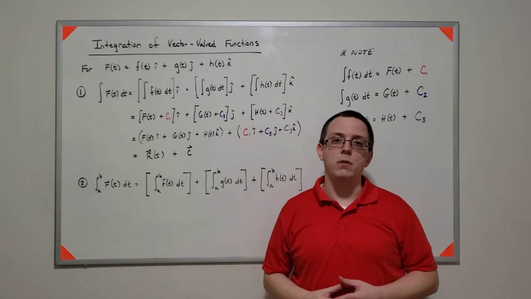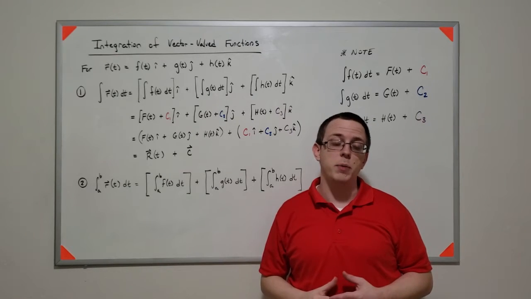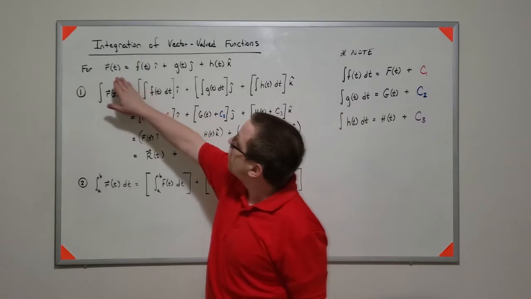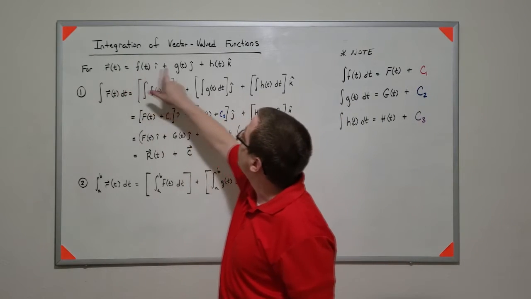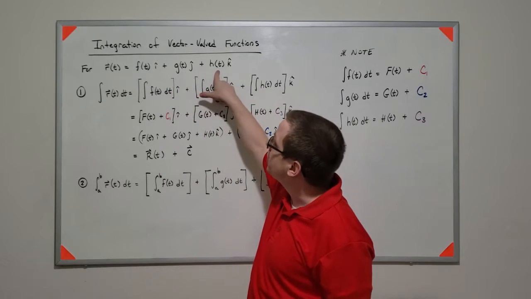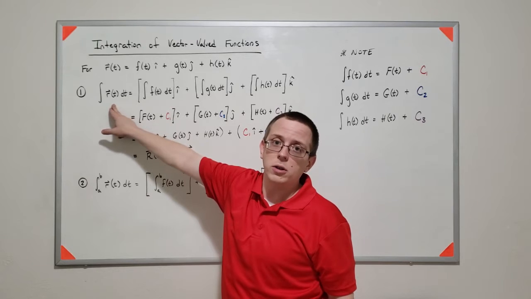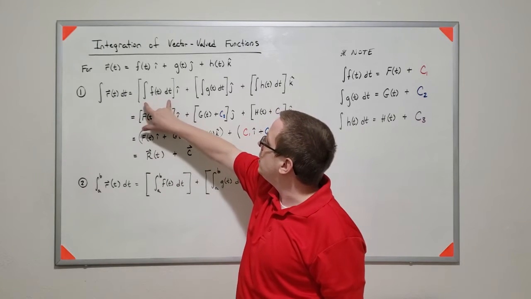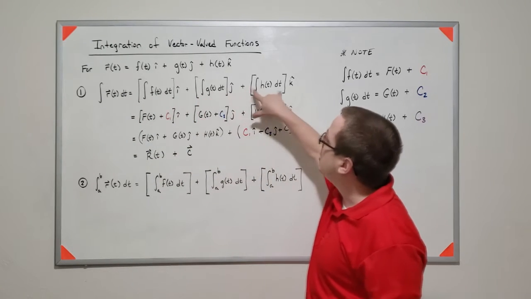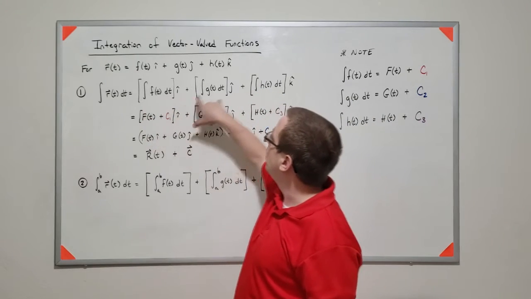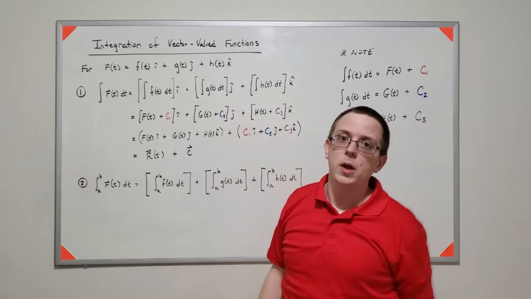So when we try to integrate vector valued functions, what we find is that they behave pretty much exactly as we'd expect. When we have some sort of vector valued function which has component functions, then the indefinite integral of that vector valued function is simply the sum of the indefinite integrals of each component. So we take the integral here, and integral here.